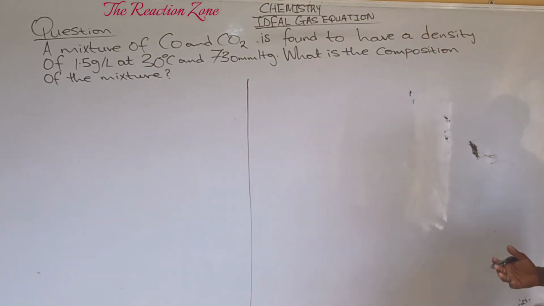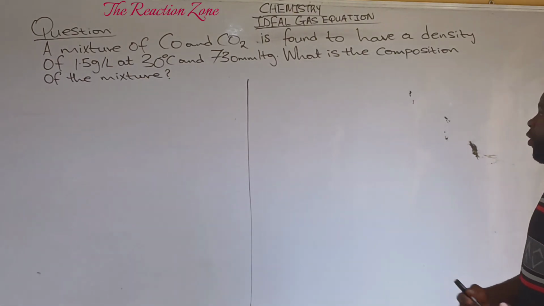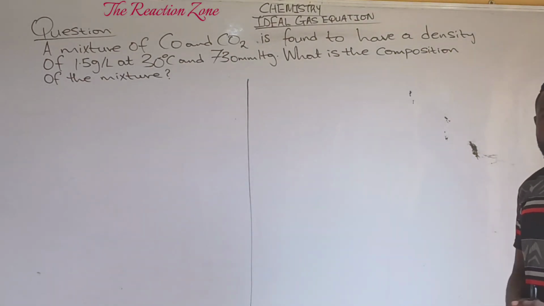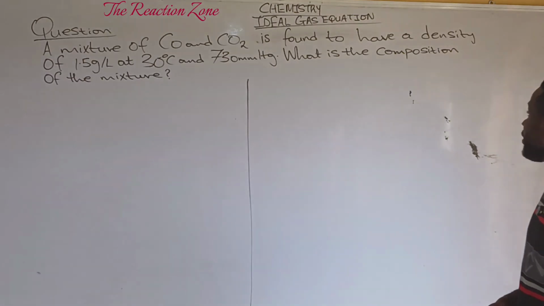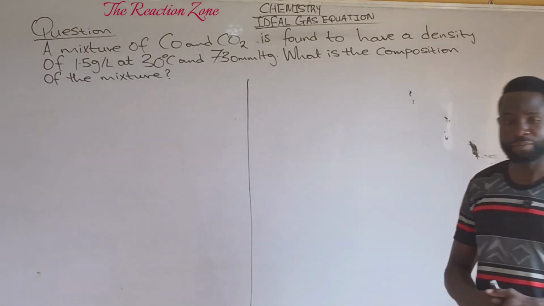In today's lesson, we're going to look at how to solve the question on the board using the ideal gas equation. And the question is as follows. A mixture of CO and CO2 is found to have a density of 1.5 grams per liter at 30 degrees Celsius and 730 millimeter mercury. What is the composition of the mixture?